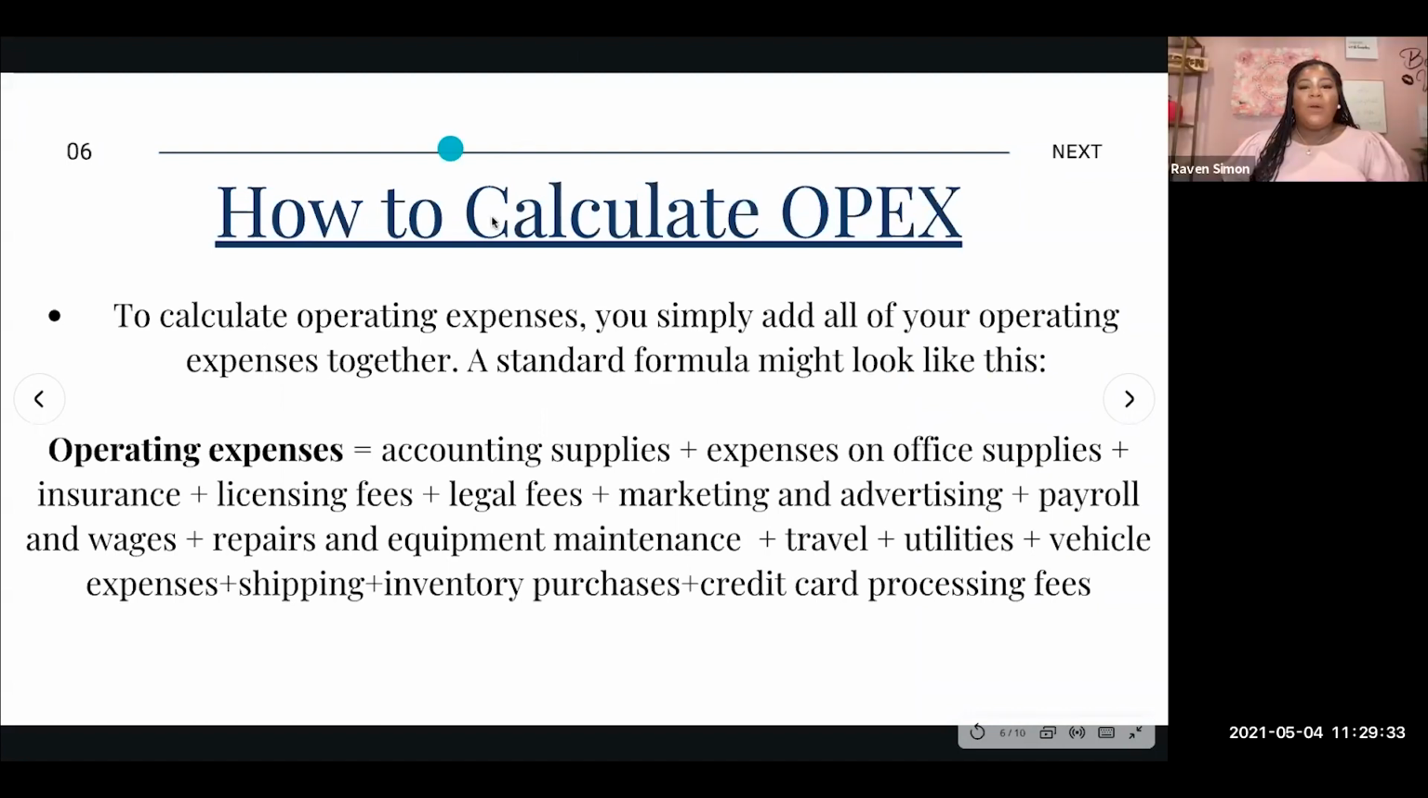Okay, so now we're going to go to how to calculate OPEX. So this is really fun, says the accountant. To calculate OPEX, you're going to add up all of your operating expenses. So accounting supplies, office supplies, insurances, license fees, y'all see the list. It can go on and on and on.